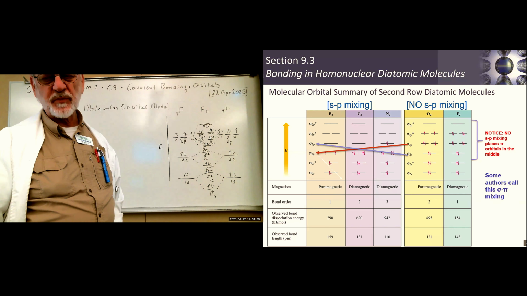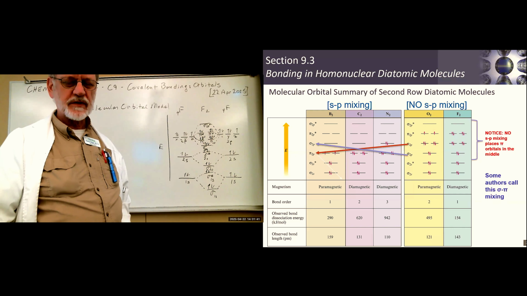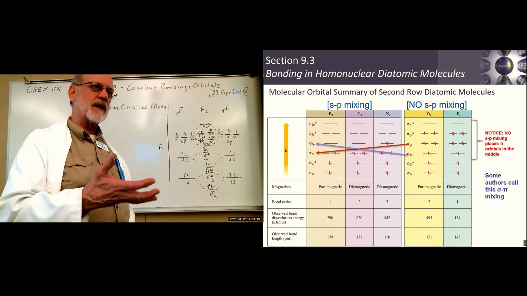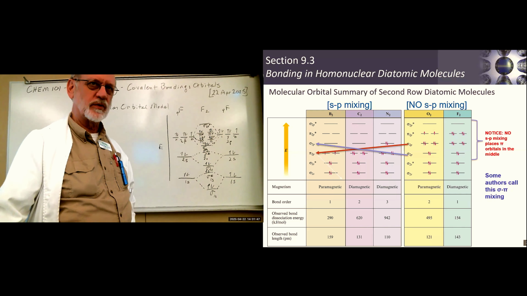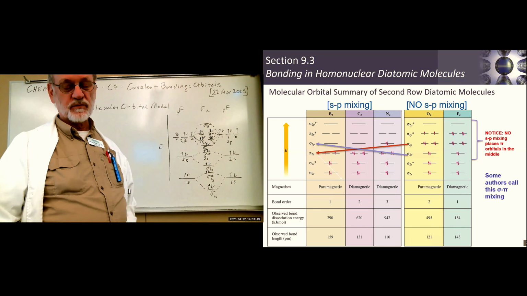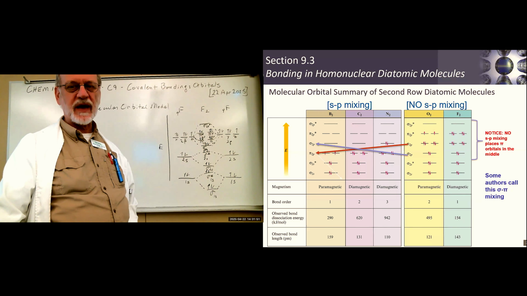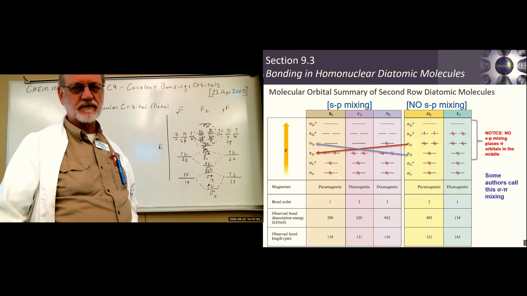Some authors call this sigma pi mixing because SP implies atomic orbitals, whereas sigma pi implies molecular orbitals. So it's proper to say sigma pi mixing, but SP mixing is kind of stuck.